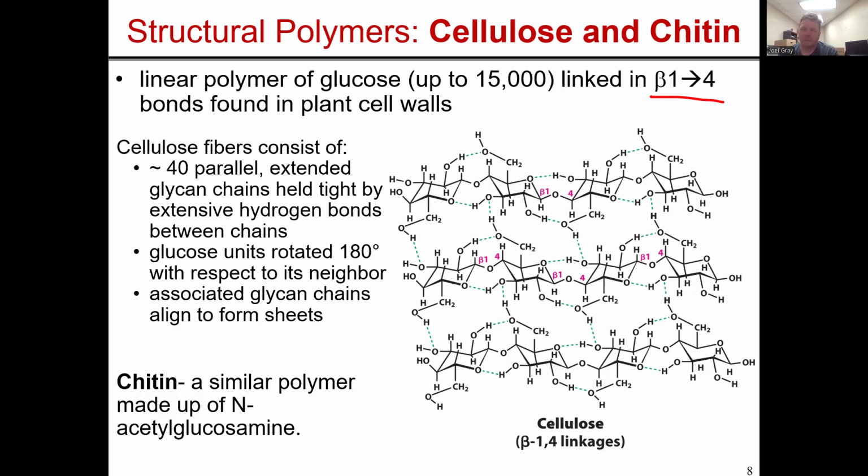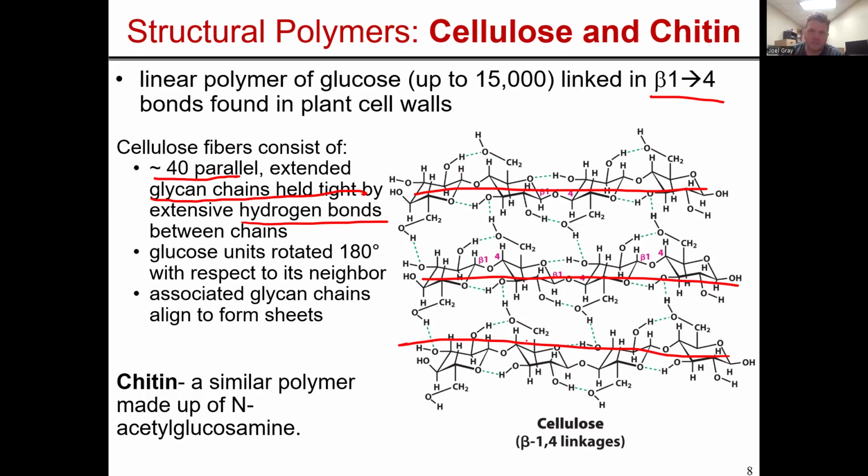So the enzymes that your body uses selectively will break alpha 1,4 linkages. They won't touch beta 1,4 linkages. Now, that's one thing that's important to know about cellulose. Another thing is that these cellulose fibers consist of around 40 extended glycan or sugar chains held tightly together by an extensive network of hydrogen bonds. Okay, now this figure over here is a little bit complicated. We've got one chain of glucose. We've got another chain of glucoses right here.